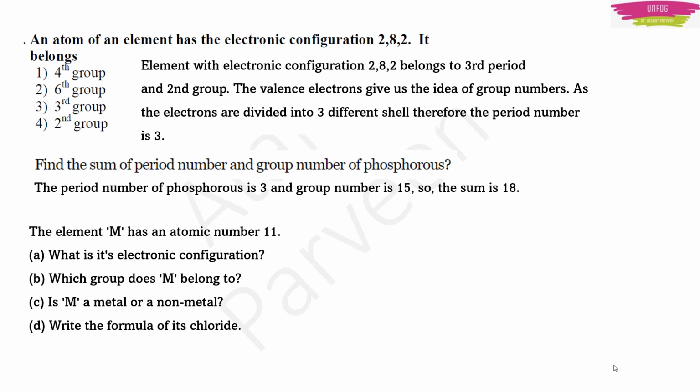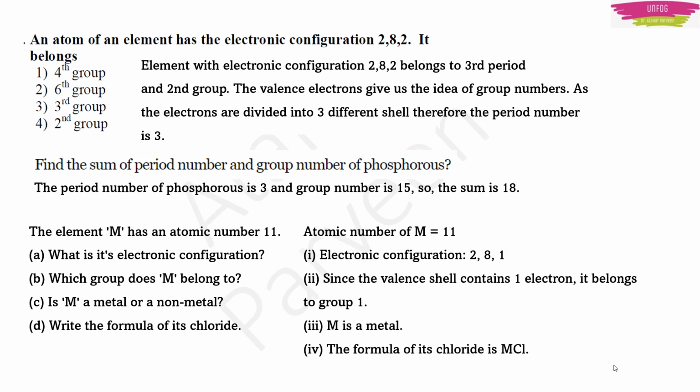Or this type of question may be asked as a 2 mark question. The element M has an atomic number 11. What is its electronic configuration? Which group does M belong to? Is M a metal or a non-metal? Write the formula of its chloride. So, the answer will be like this. See, the atomic number of M is 11, they have told. Then you can write the electronic configuration 2, 8, 1. Now, since the valence shell contains only 1 electron, it will belong to group 1. Then M is a metal because of this. Then its formula will be MCl. Whatever M is, if you want to make its chloride, it will become MCl.